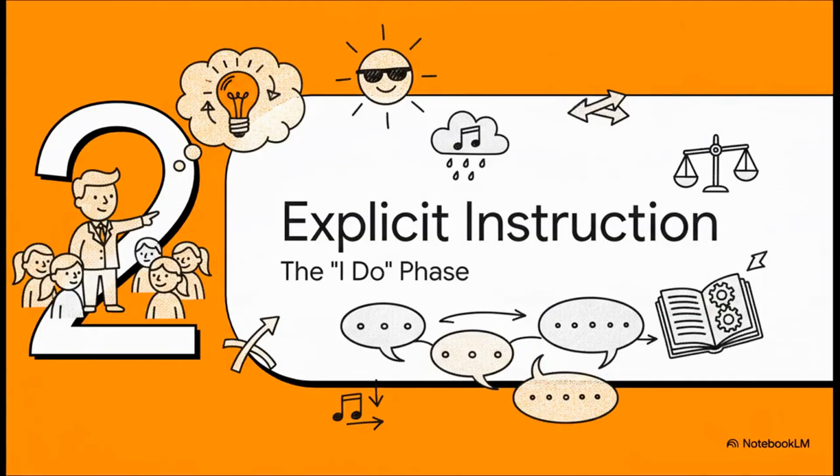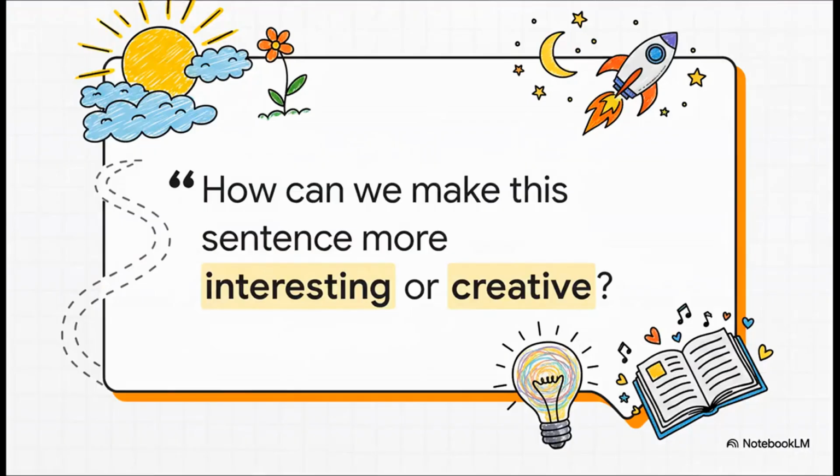All right, so let's get into our lesson. We're starting with part 1, the I do phase. This is where you, the teacher, take center stage with some really clear, direct instruction. A great way to kick this whole thing off is with a really simple but super powerful hook. Just put a kind of boring sentence up on the board, something like, "The sun was shining," and then ask your class this one question. It just immediately pulls them into the process.